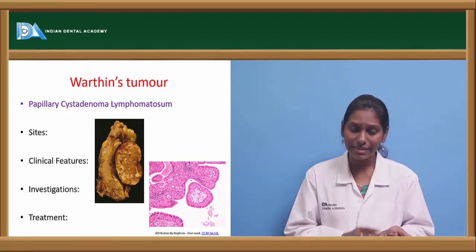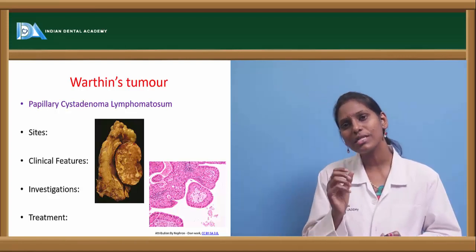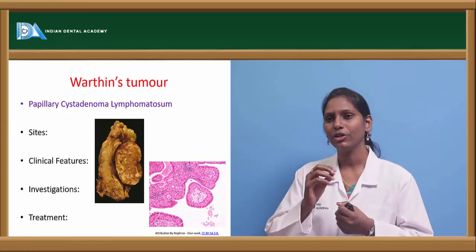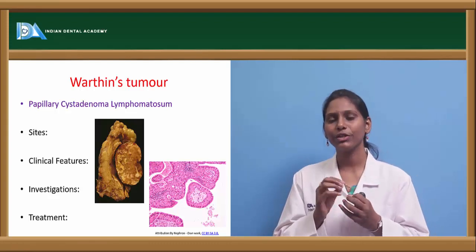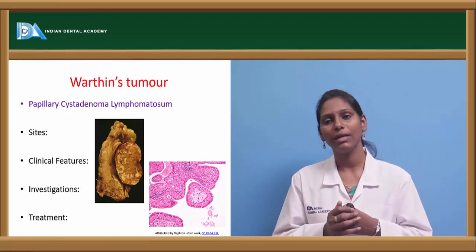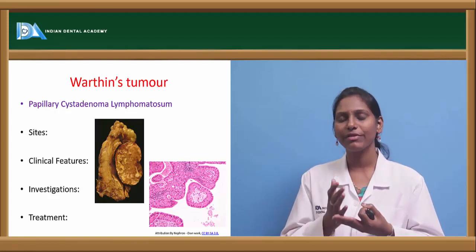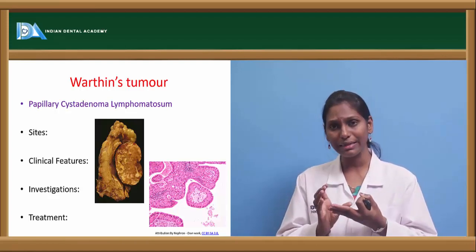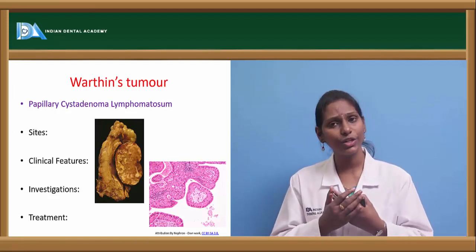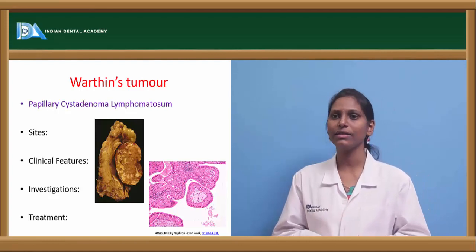It has another characteristic feature that it is almost soft or cystic in consistency, and the mucin that is present within will be grainy brown in color. The mucin is brown in color in case of this papillary cystadenoma lymphomatosum. It is not completely fixed to underlying structure. It can be moved a little. It is not fixed to overlying or underlying structure. Facial nerve is usually not involved, and lymph nodes are also not involved in case of this Warthin's tumor.